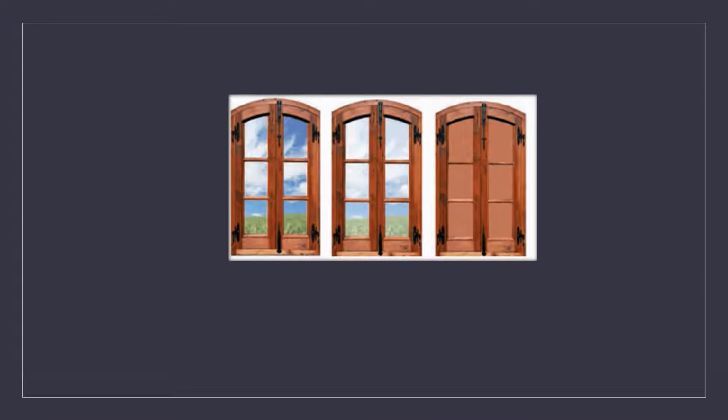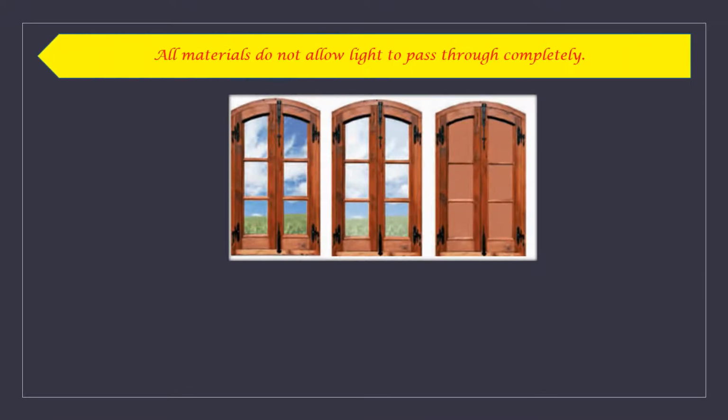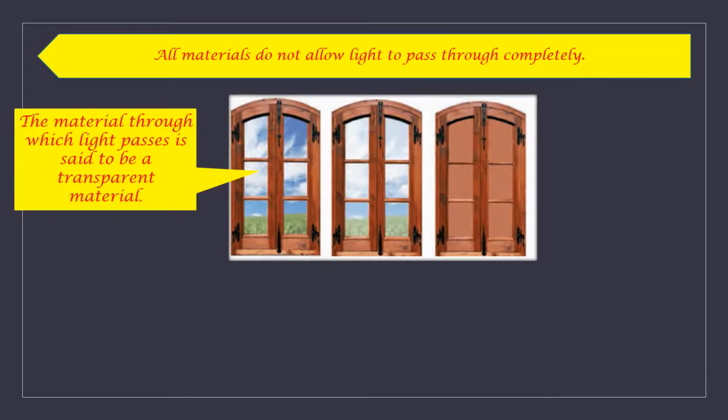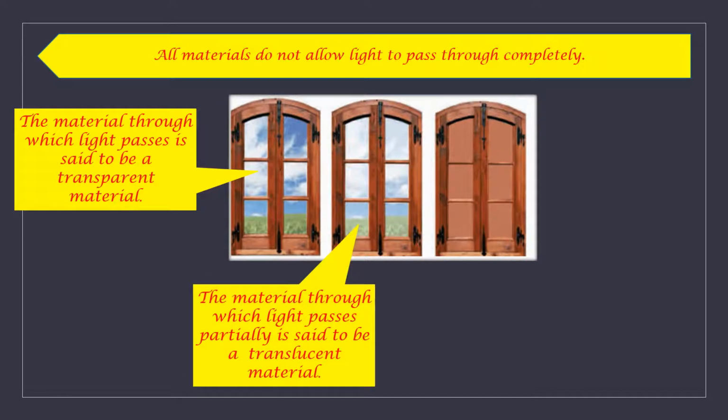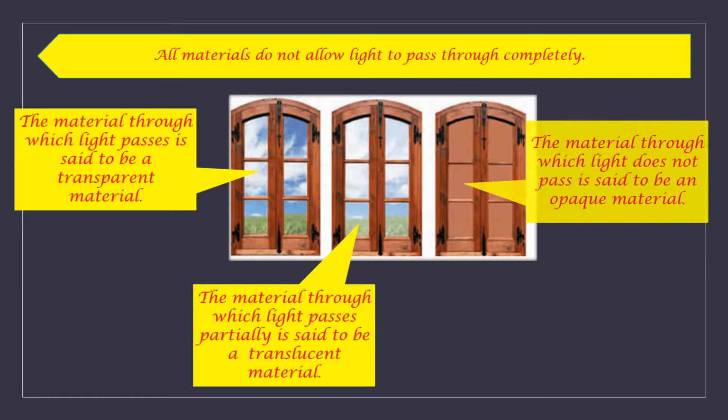Now students, all materials do not allow light to pass through completely, and the material through which light passes is said to be a transparent material, whereas the material through which light passes partially is said to be a translucent material, and the material through which light does not pass is said to be an opaque material.